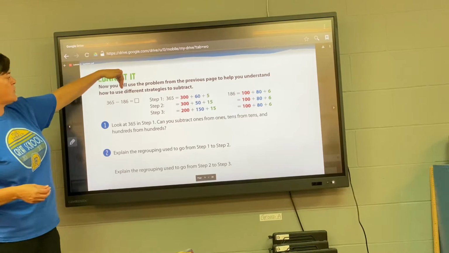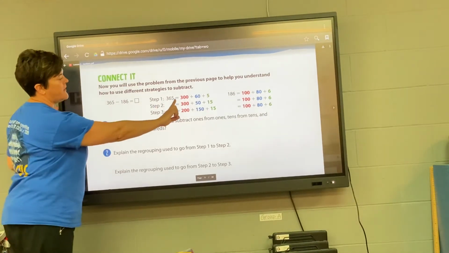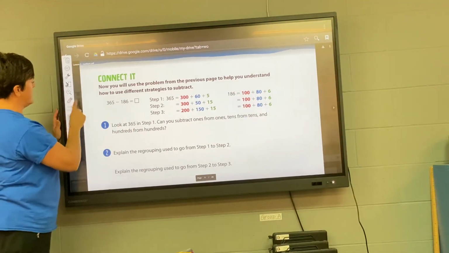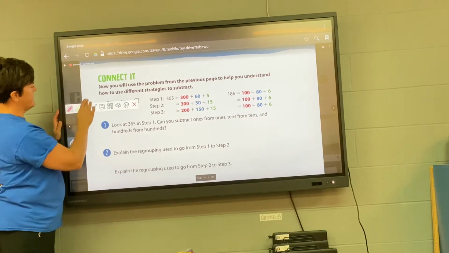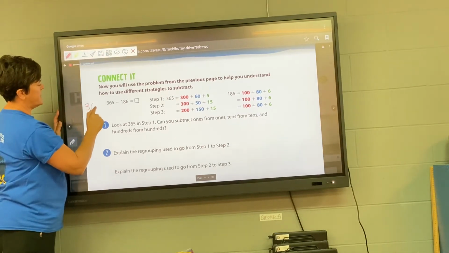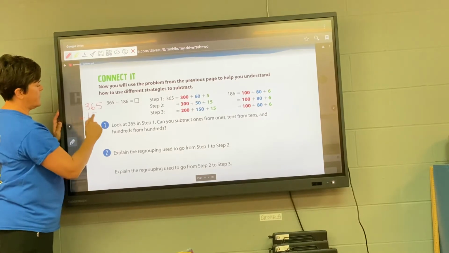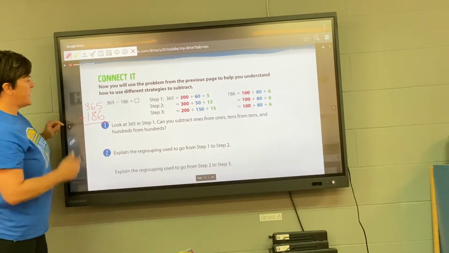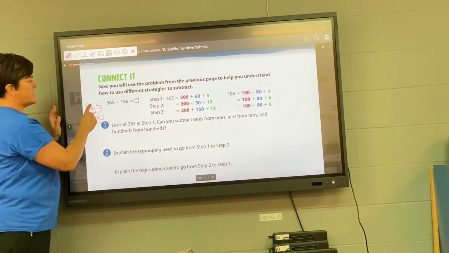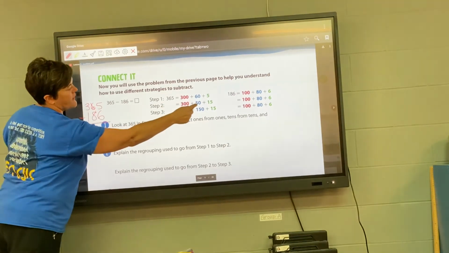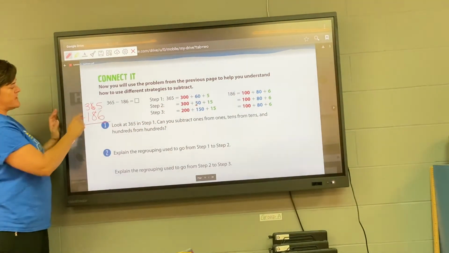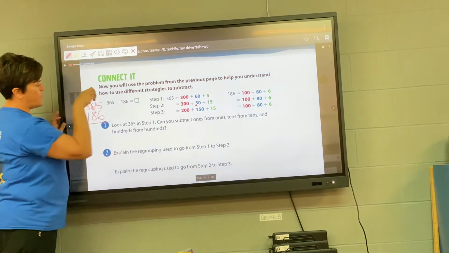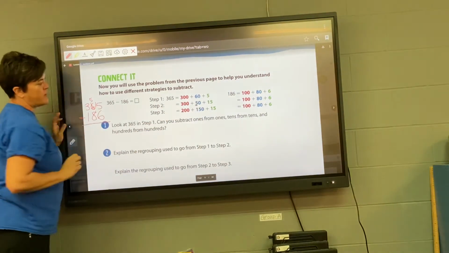Okay, so this is where they've broken it apart again into the ones, the tens, and the hundreds. 365 minus 186. So here they've broken this down. It's just like when we're looking at it in the standard algorithm. 365 minus 186. Step 2 of this is saying that they are borrowing. Do you see how they went down one in their tens? So now there are 50 tens, and we broke those apart and put them in with our ones, so there's 15 ones.